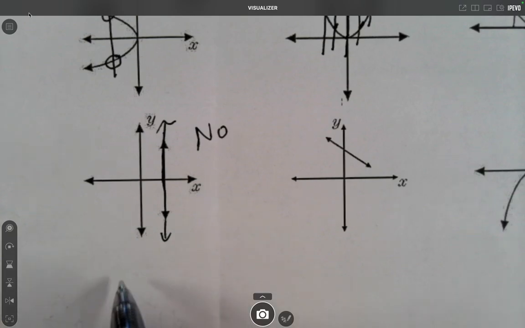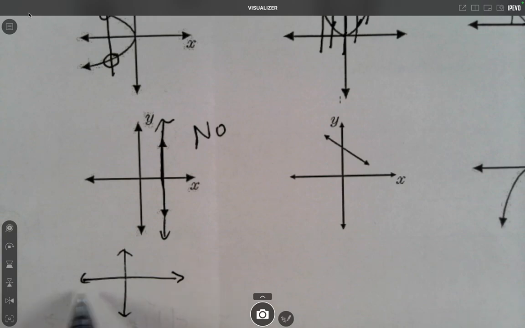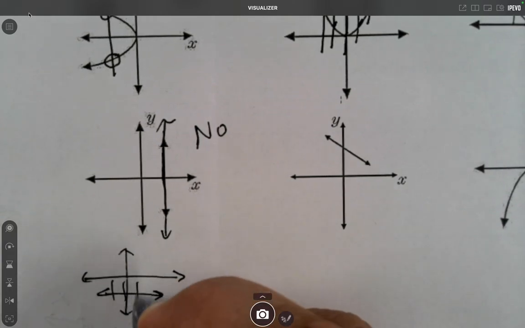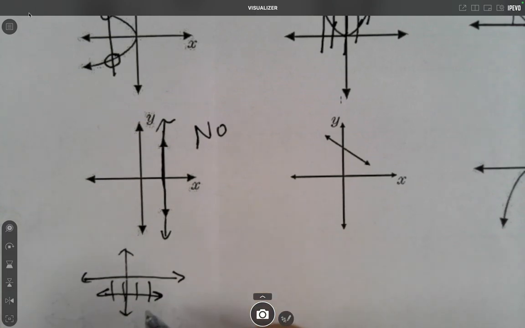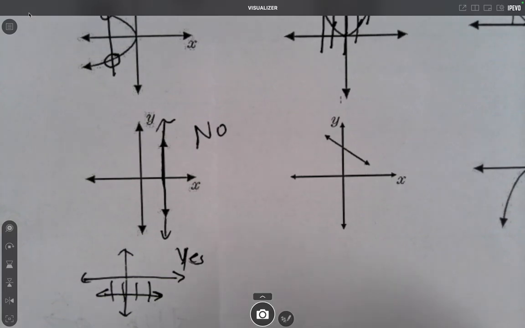Now horizontal lines, I'll go ahead and tell you, those are fine. So if these are our axes, and I draw this horizontal line, it's okay because the vertical lines just hit it 1 point at a time. So horizontal lines are functions, but vertical lines are not.